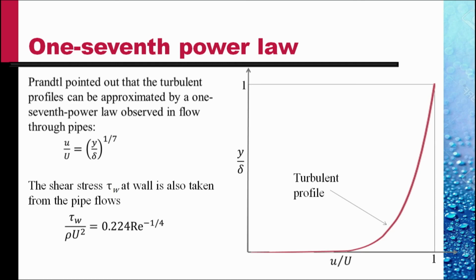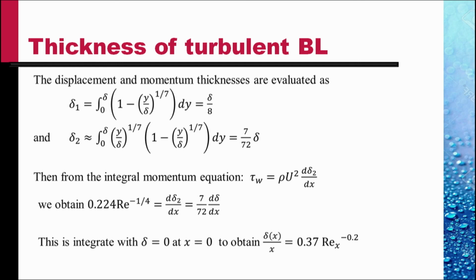And Prandtl also suggested that we could use the expression for the shear stress at the wall from the pipe flow itself. For the pipe flow, he had obtained tau w divided by rho U square as 0.224 into Reynolds number raised to power 1 by 4 for turbulent flow through pipes. With these, the values of lambda 1 and lambda 2 are obtained as lambda by 8 and 7 lambda by 72. And then from the momentum integral equation, using the appropriate relation for tau w, we obtain that for the turbulent flow, the thickness of the boundary layer grows like this.